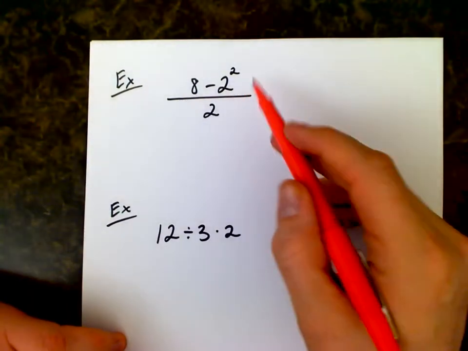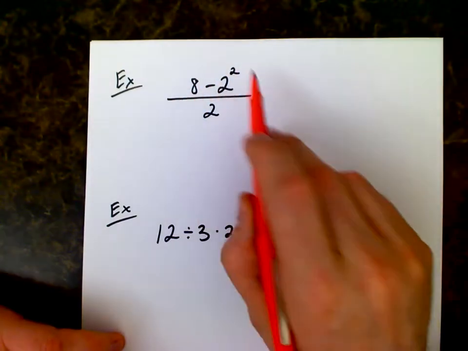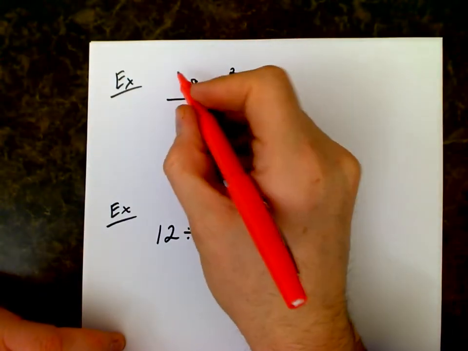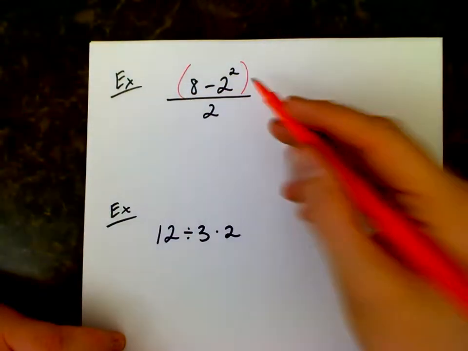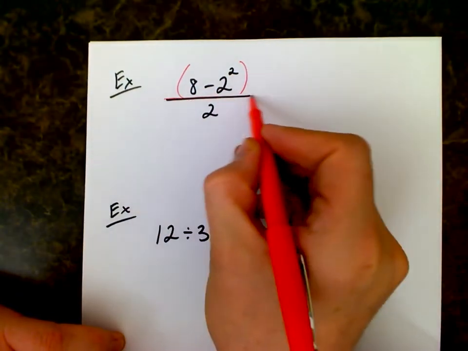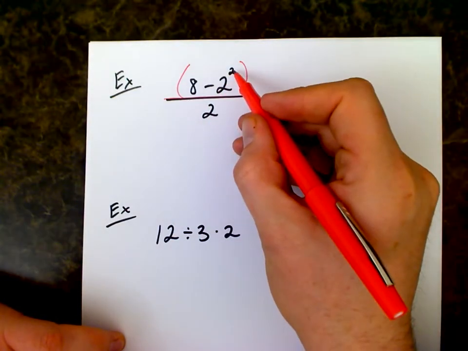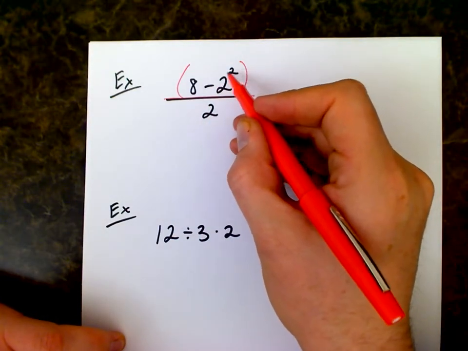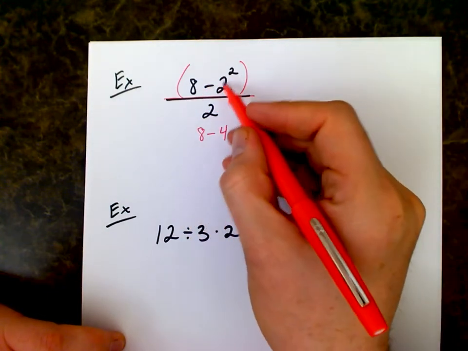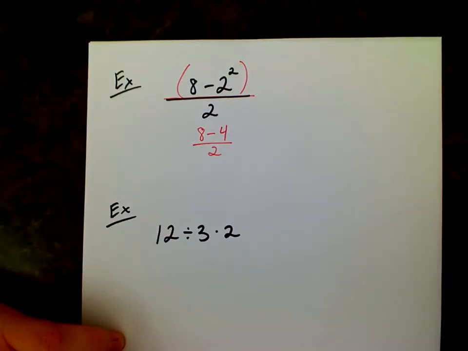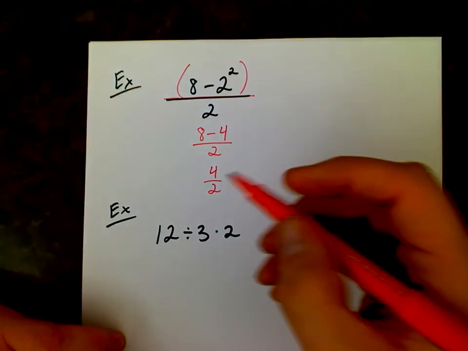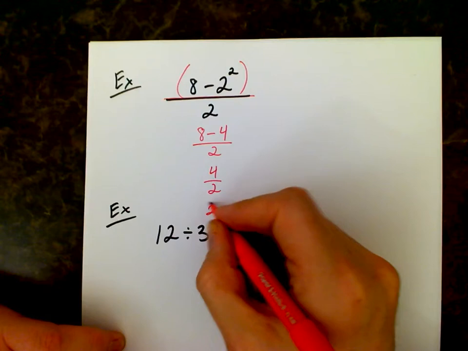Now this one here is a fraction with an expression in the numerator, or the top of the fraction. Now there are no parentheses here, but the parentheses are kind of implied in that numerator. So in other words, we're going to try to simplify that before we divide by 2. So in that numerator, you have exponents coming before subtraction. So this is going to be 8 minus 4, because that's 2 to the 2nd power, divided by 2. 8 minus 4 is 4. And our last step is 4 divided by 2, which is 2.